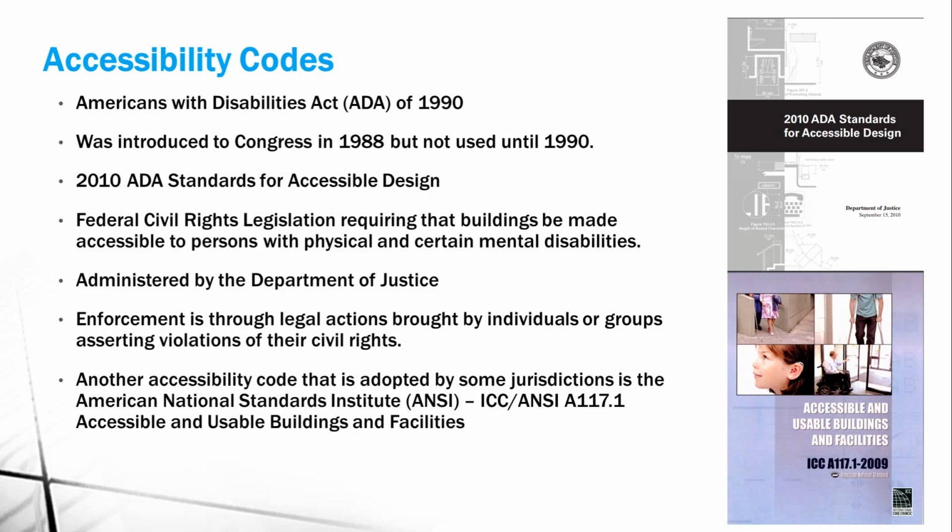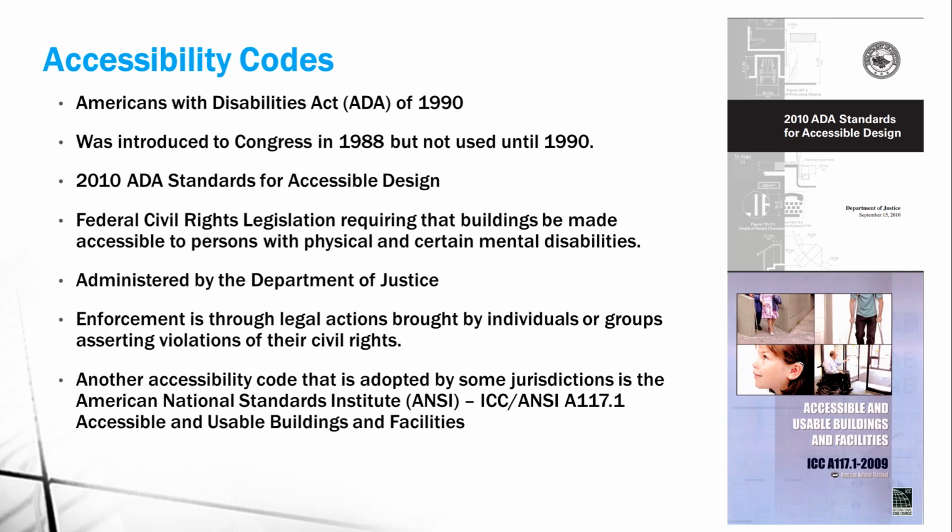And then the other one is the ANSI. And again, the part that we're concerned about is the A117.1. That is the accessibility part of that code. So ANSI is what the city of Springfield uses. And they're very, very similar. There are a few differences.